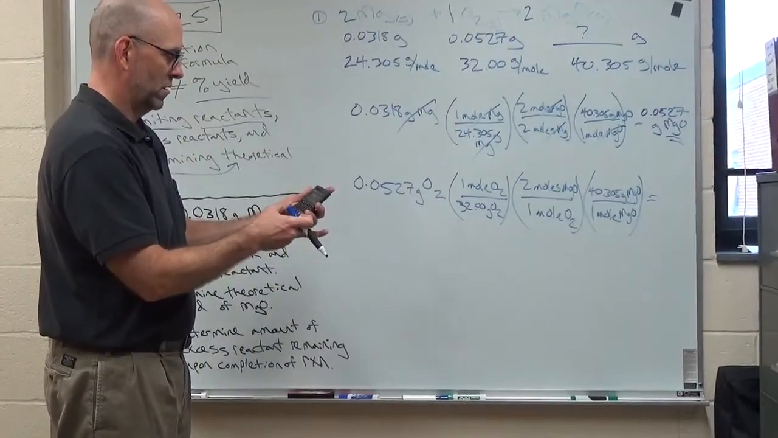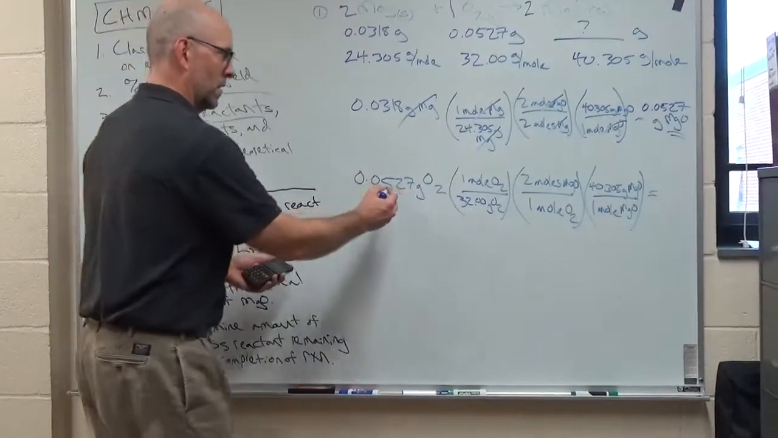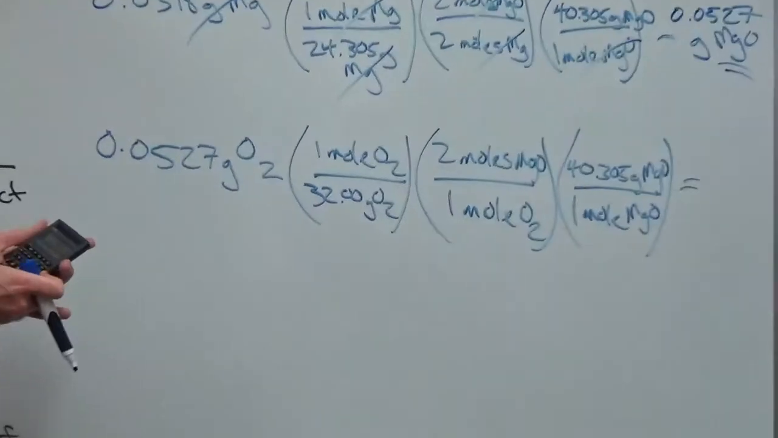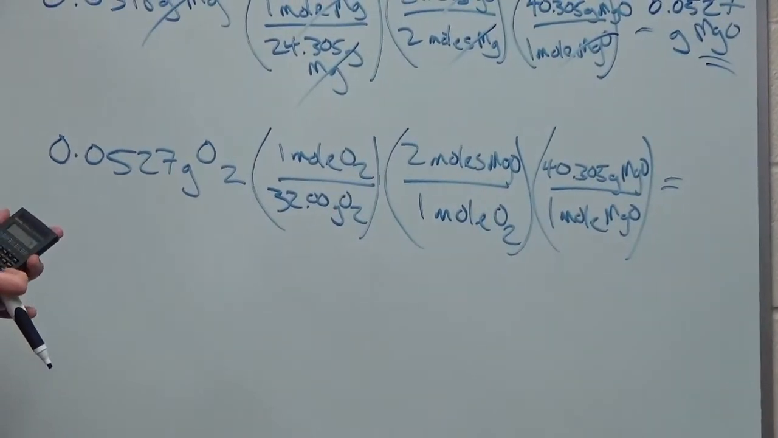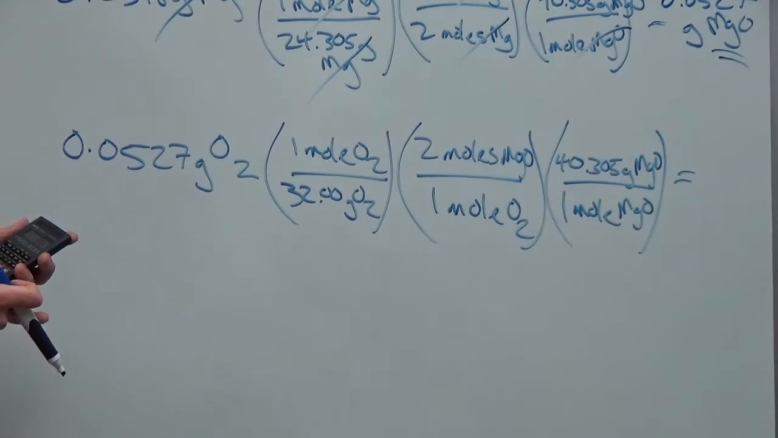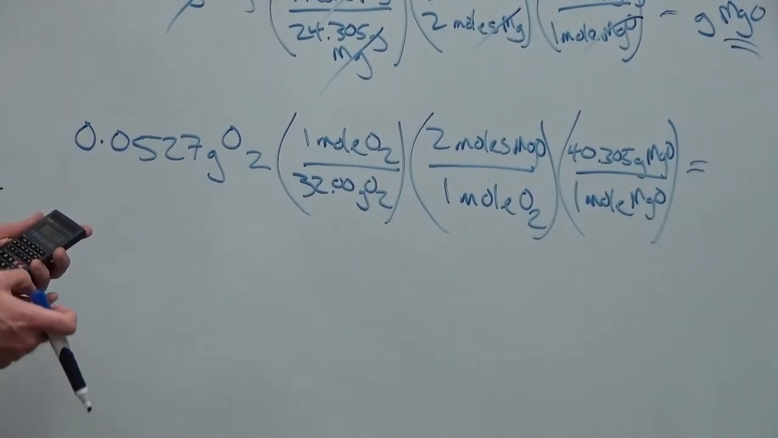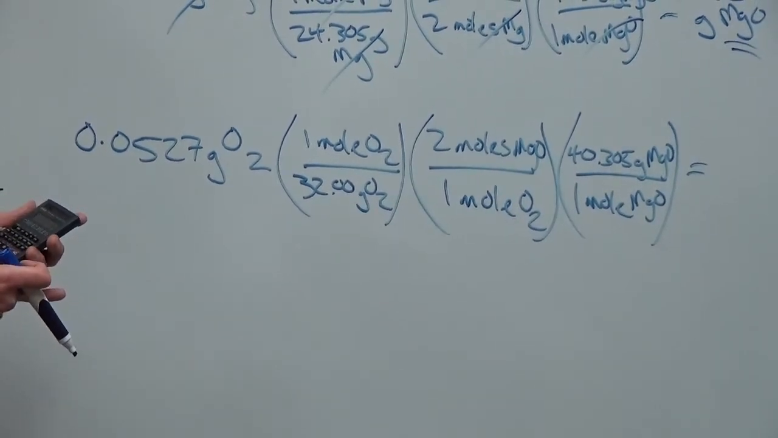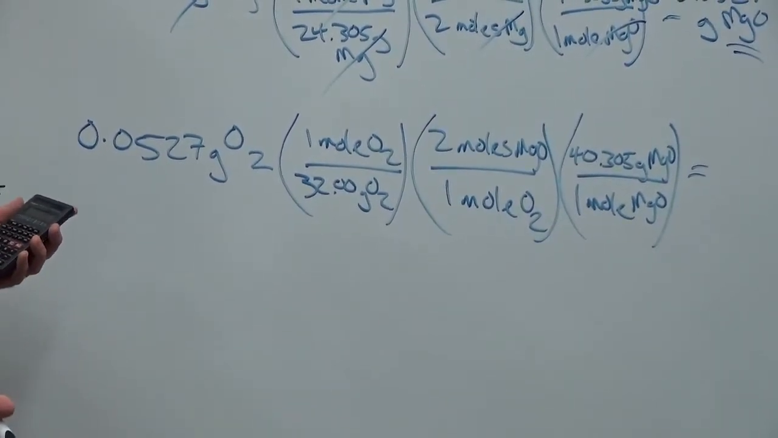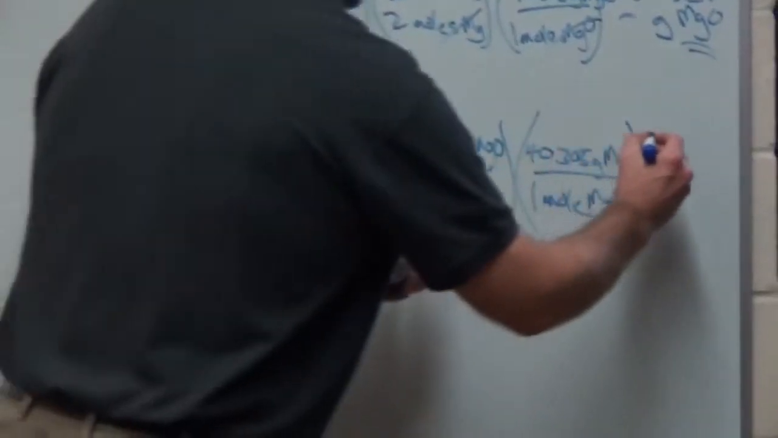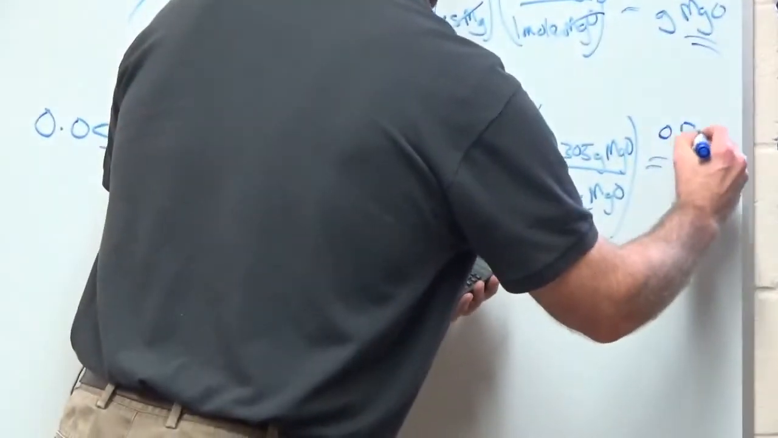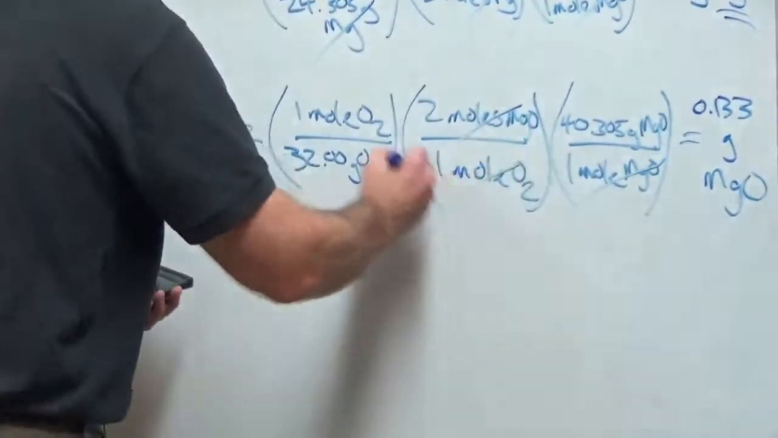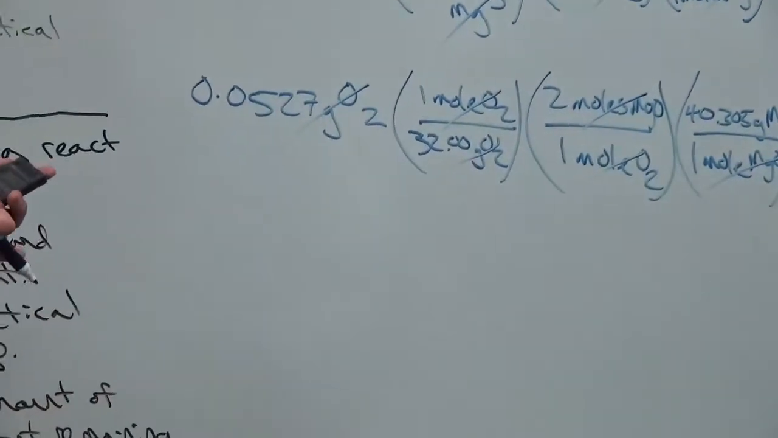So 0.0527. Then I do have to multiply. This doesn't cancel. Times 2 times 40.305. That's everything in the numerator. Equals that. I think I did that right. Divided by 32. All right, and I got 3 sig figs, 0.133 grams of MgO again. I'm going to double check that.